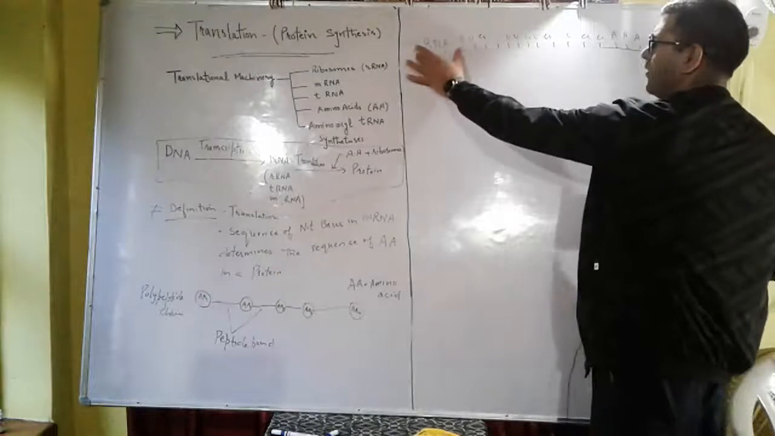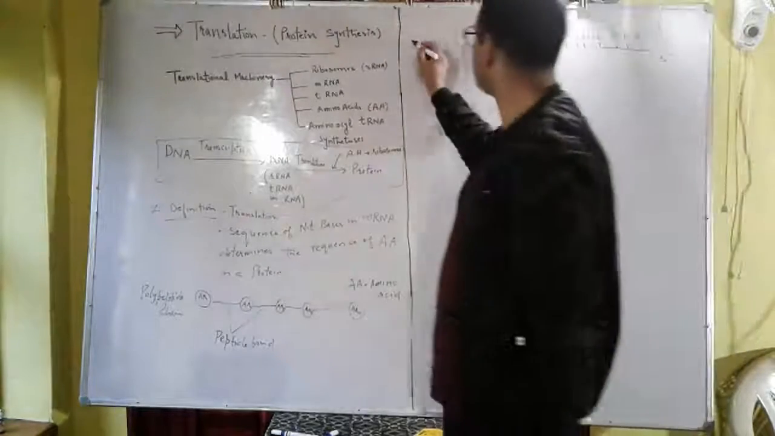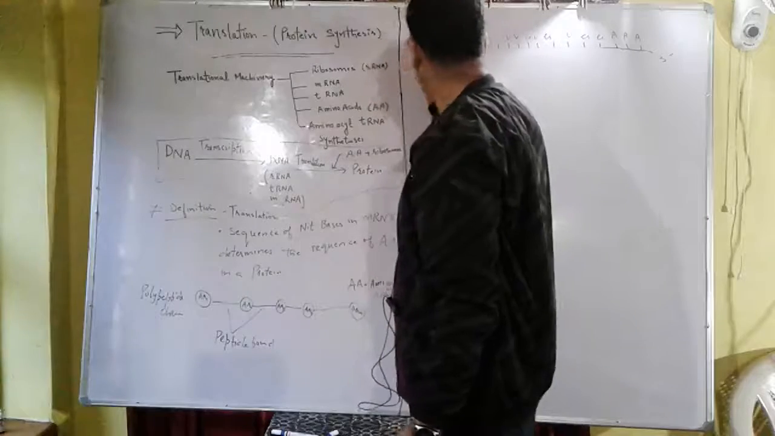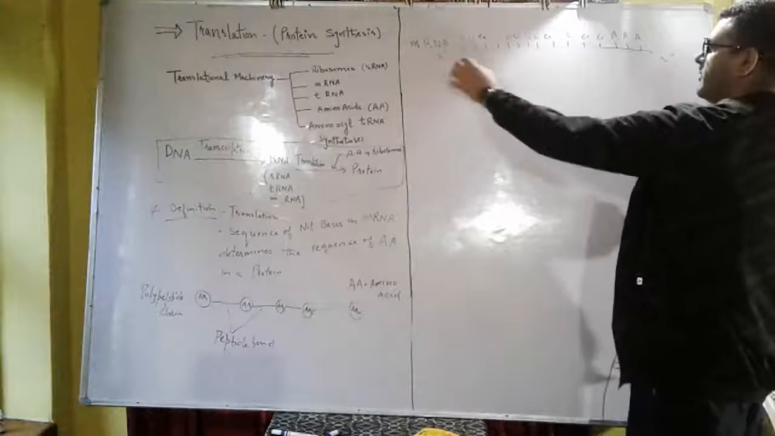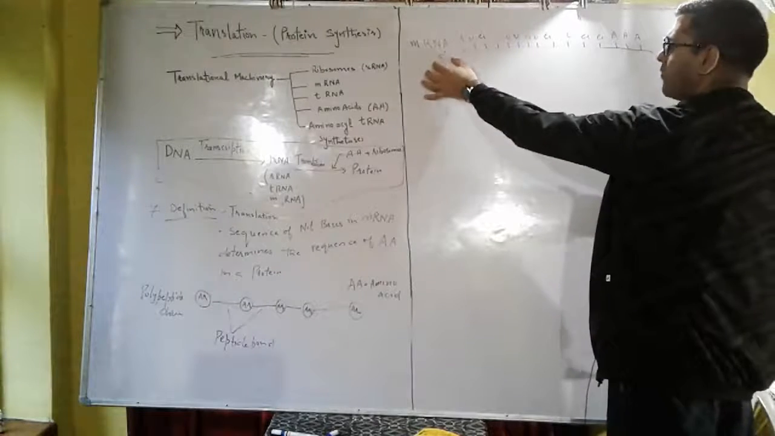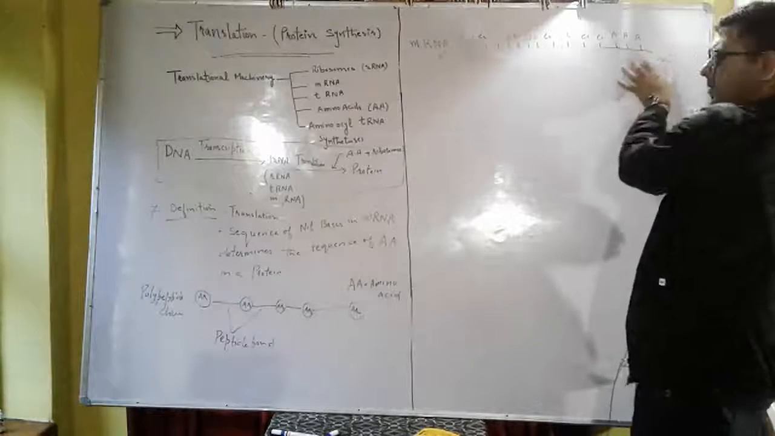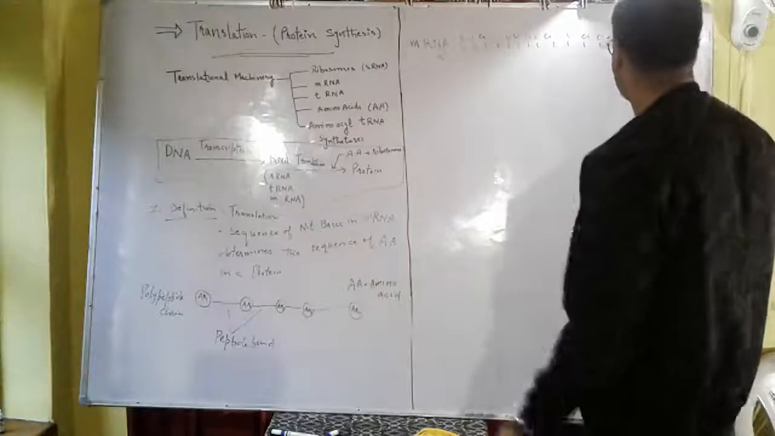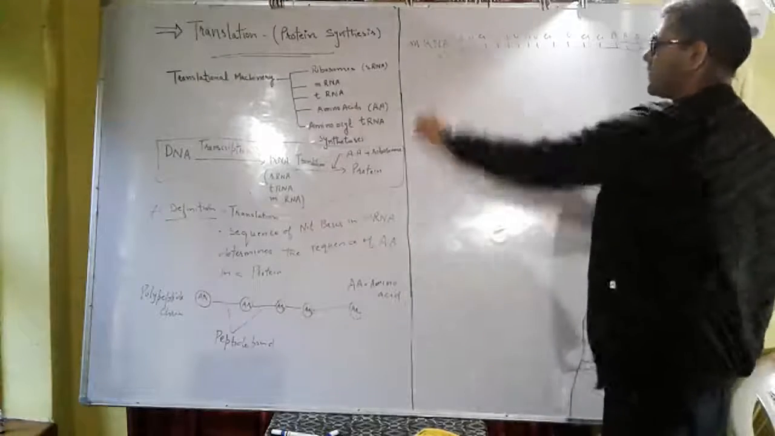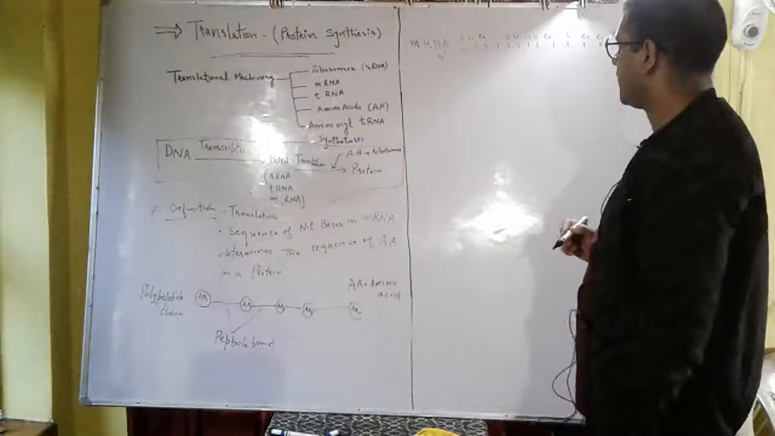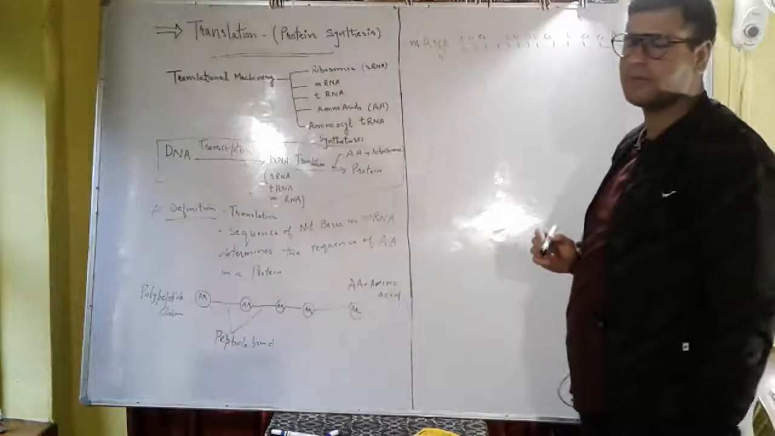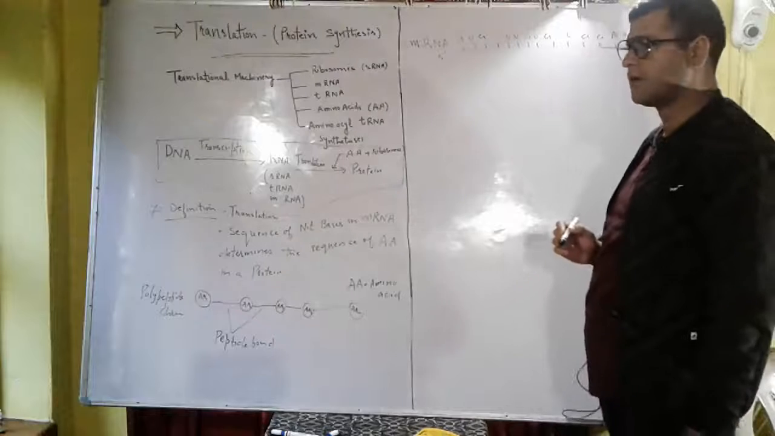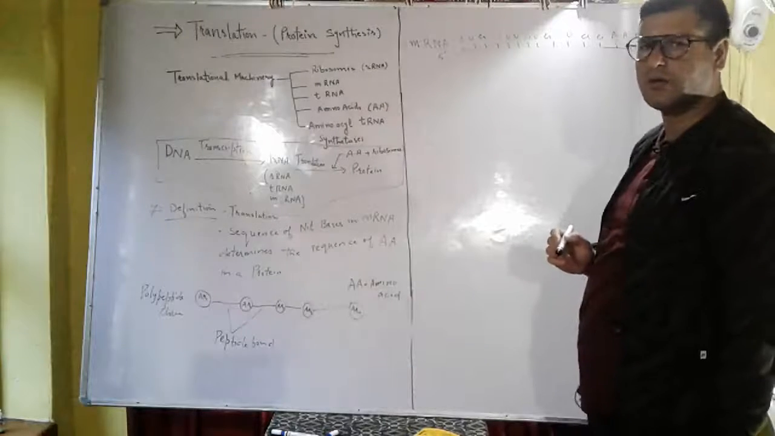So this is an mRNA molecule, messenger RNA. This is the 5' end and the 3' end. At the 5' end we have a free phosphate group, and at the 3' end we have a free hydroxyl group. 5' represents the carbon at the 5th position, and 3' represents the carbon at the 3rd position in a sugar.